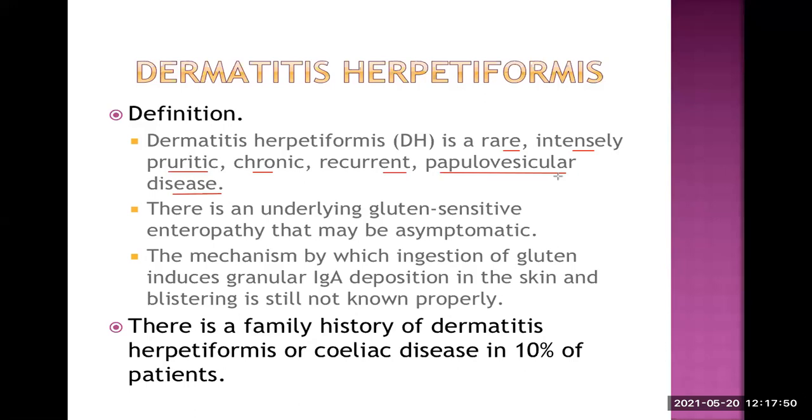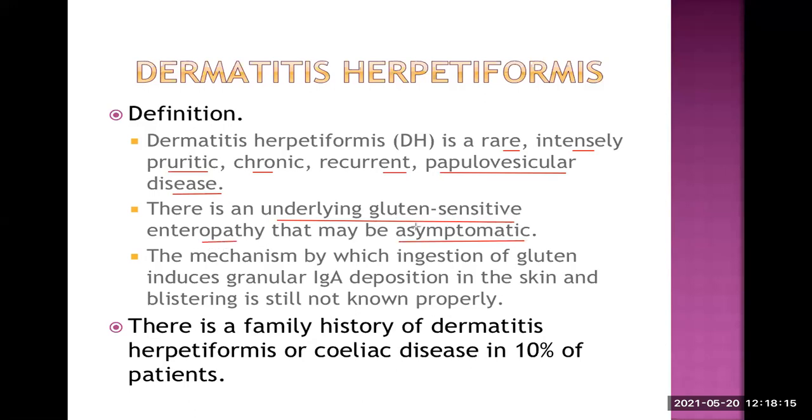Remember, papules are small nodules which are less than 5 millimeters in size. They are nodules actually. They are not filled with any fluid. They are solid material. Whereas vesicle, you already know. There is an underlying gluten-sensitive enteropathy that may be asymptomatic.